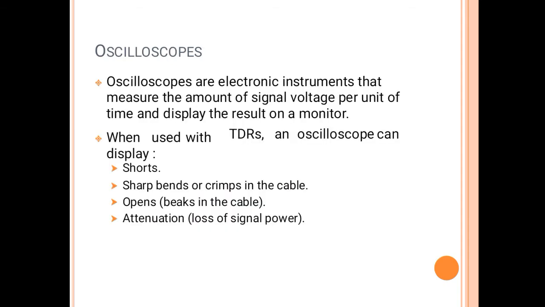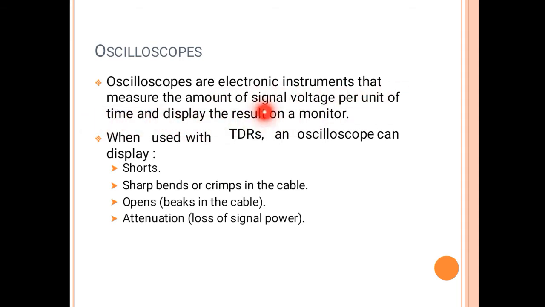Next topic, oscilloscopes. What is an oscilloscope and how does it work? Oscilloscopes are electronic instruments that measure the amount of signal voltage per unit of time and display the result on a monitor.